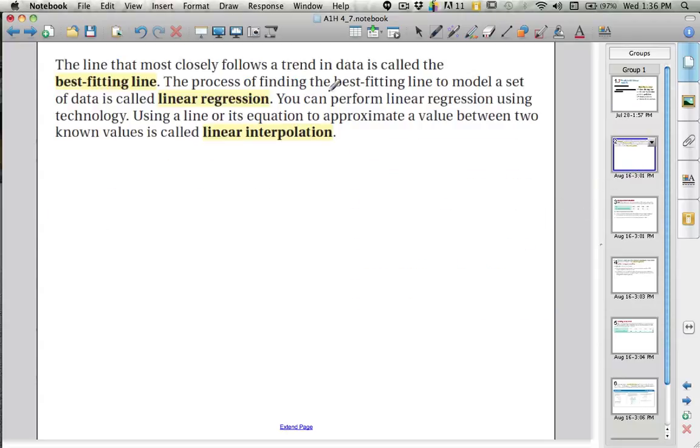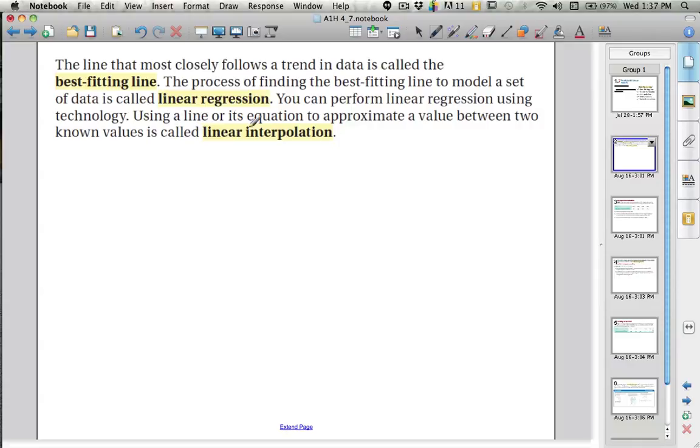So let's start off. The line that most closely follows the trend in the data is called the best fitting line. We talked about that in the last section. And the process of finding the best fitting line to model a set of data is called linear regression. In a really basic and rudimentary way, when we select 2 points, put the line in, and write an equation based on the line, that's called linear regression. You can also do linear regression using a TI calculator by putting the input-output data into a table and asking it to do it for you. It actually selects the line of best fit and will give you an equation.